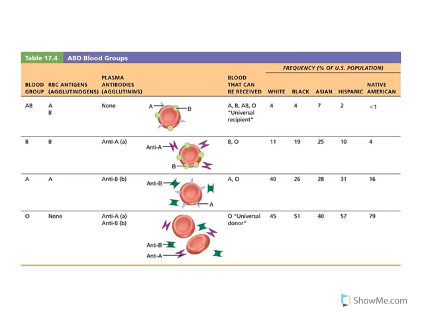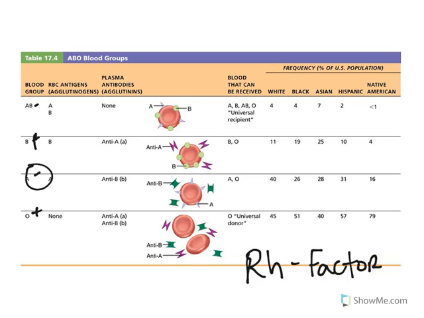Now I'm saying all this not taking into account the RH factor. So if you look through your textbook, you can read about what the RH factor means. That's going to be whether you have a plus or a minus sign after your blood type. So the minus sign indicates that you are RH negative. The plus sign indicates that you are RH positive.